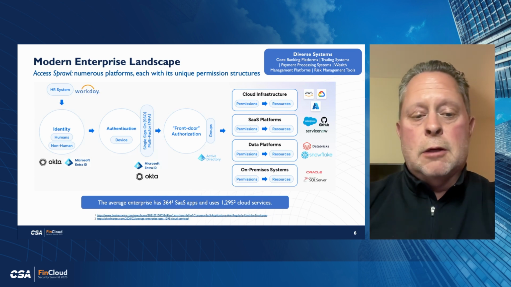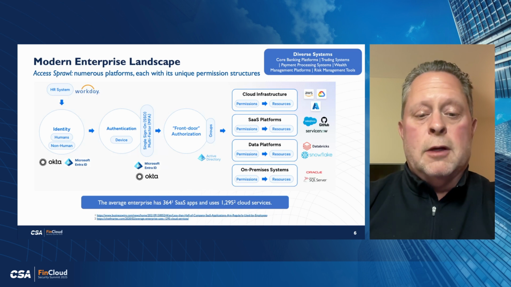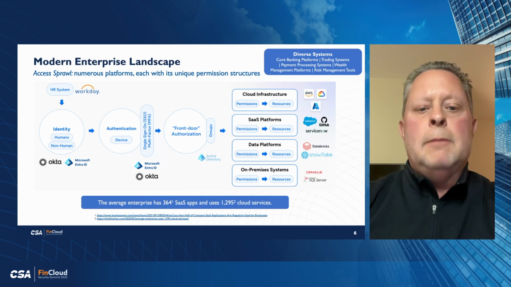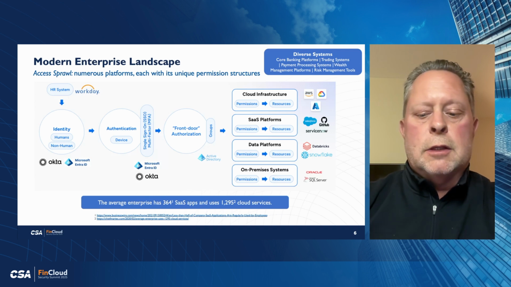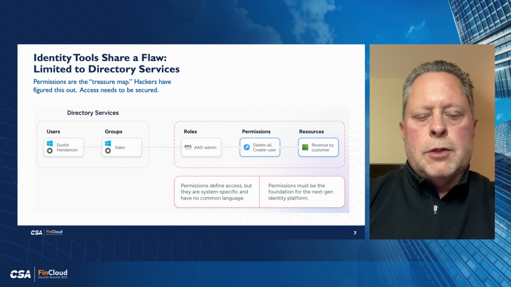And you see some stats here on the screen. The average enterprise has over 360 SaaS applications and uses over 1,200 cloud services. That is a big, big level of variability. And a lot of the way that these platforms operate, frankly, aren't very consistent, which is also driving some of the challenges that we have. So that's how the modern enterprise looks and how the technology ecosystem has evolved.